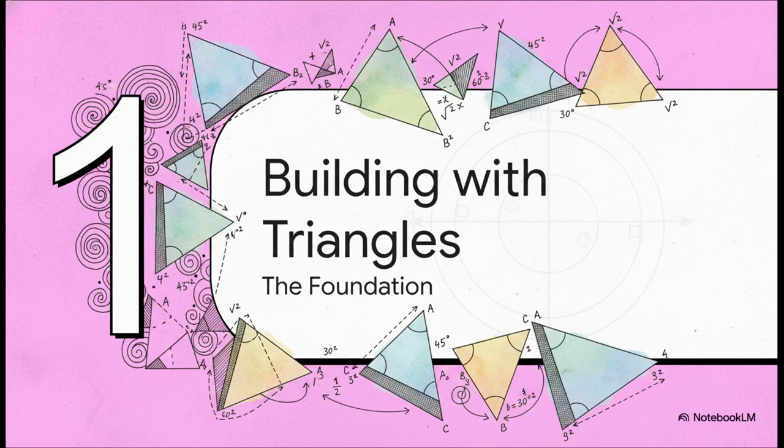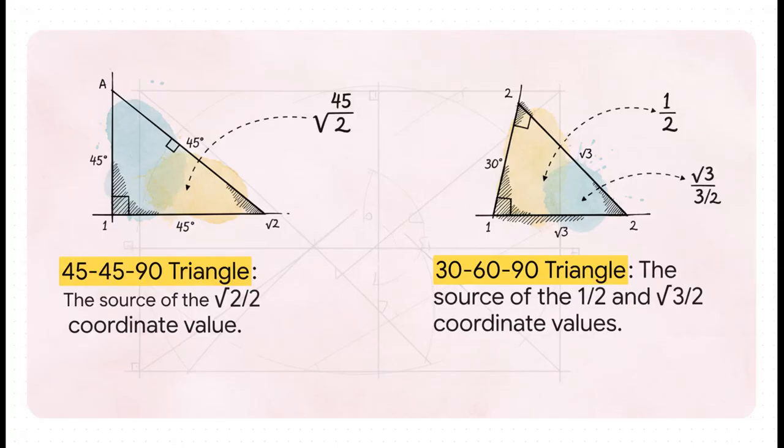So, where do the numbers in this so-called master key quadrant even come from? I mean, they're not just random, right? Nope. They're actually built on something you've probably already learned in geometry, special right triangles. Let's see how that connection works. Remember these two? The 45-45-90 triangle and the 30-60-90 triangle. Well, the specific ratios of their sides are what give us every single important coordinate in that first quadrant. You know those values like 1/2 or the square root of 2/2? They come directly from these triangles.